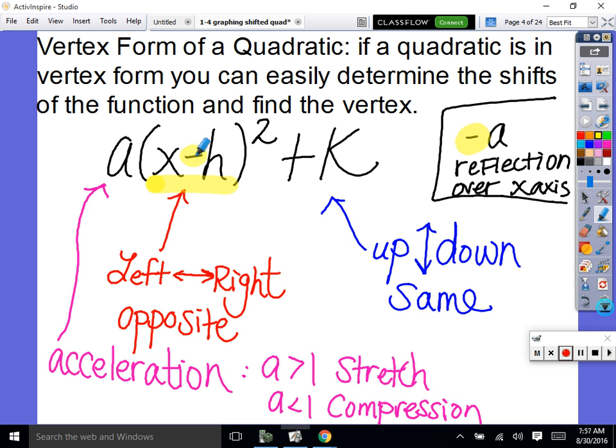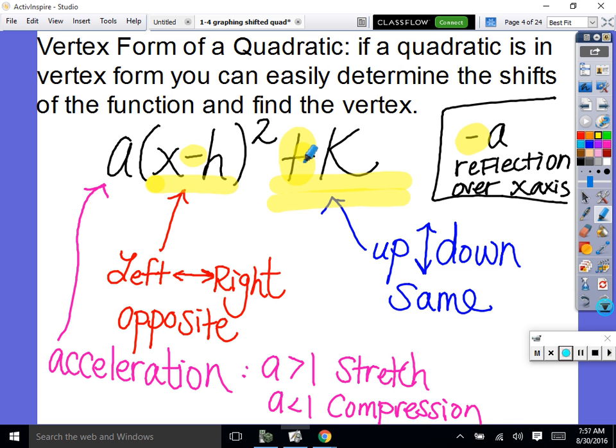And then this out here, if there's something added to your function on the outside, that's what shifts your quadratic up and down. And you do go with the sign. So this sign stays the same. If it said plus 3, we shift it up 3. Does everybody understand? This is what shifts the quadratic up and down, and the sign stays the same.